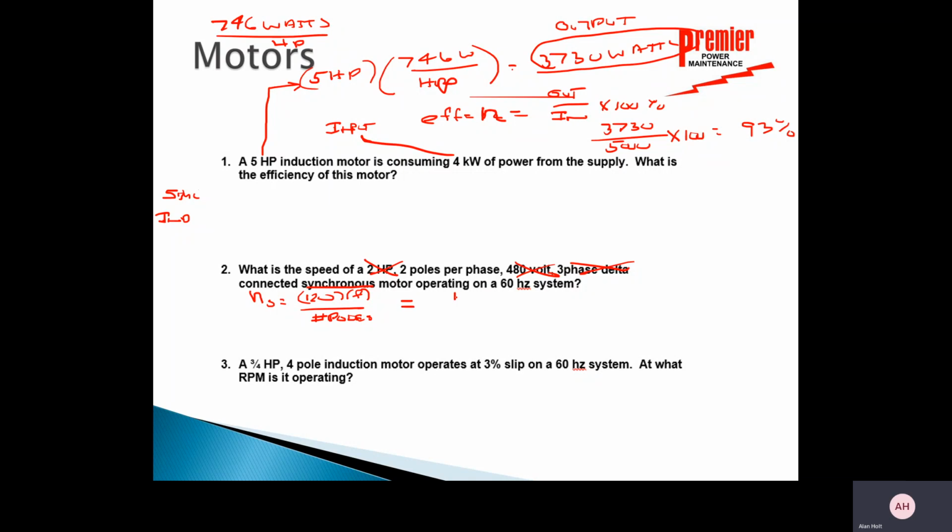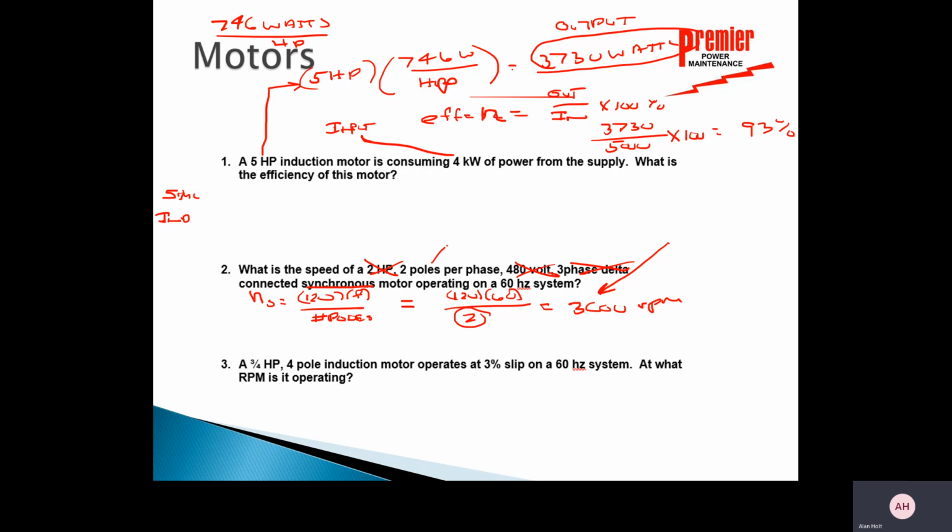So if I look at this guy, you've got 120 times 60 over 2 poles, and so that's 3,600 RPM. So this 2-pole motor will operate at 3,600 RPMs. It cannot operate any faster. It cannot operate any slower. It has to operate at 3,600 RPMs. As a matter of fact, 2 poles per phase, that's the minimum it could be. So the maximum speed on a synchronous motor on a 60-cycle system is 3,600 RPMs.